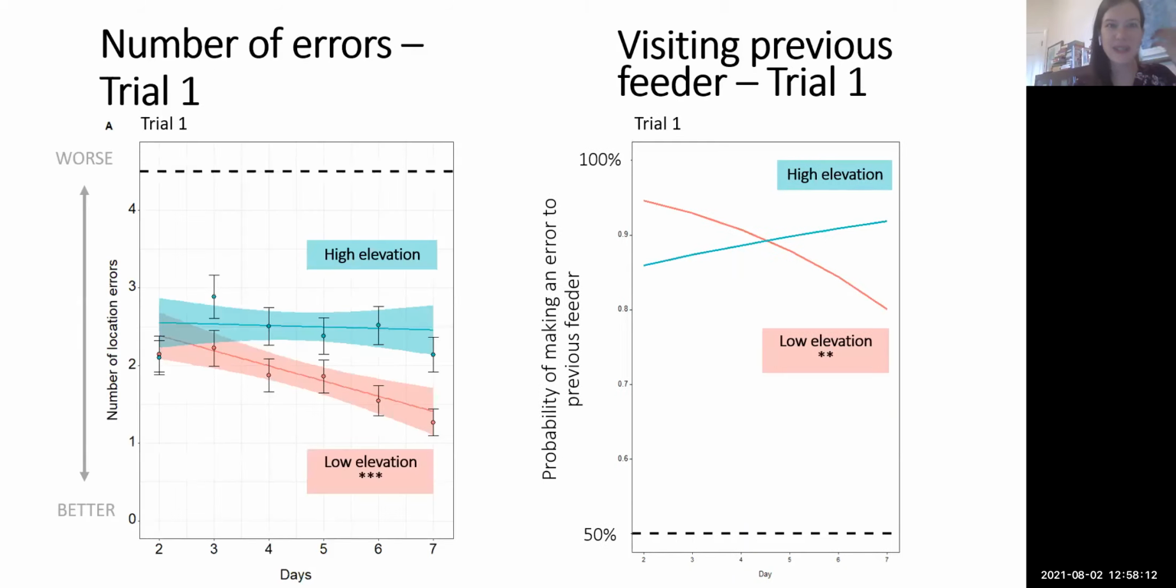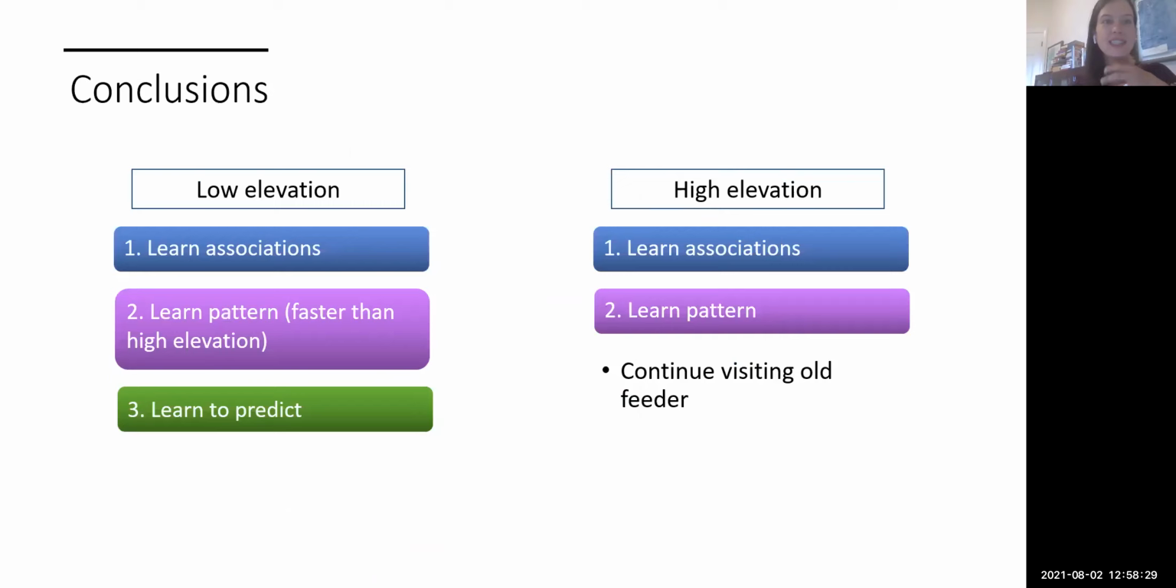To just reiterate these results, on the left we have the number of errors, on the right we have the probability of visiting the previous feeder, and we can see that at low elevation it is decreasing for both. This suggests that birds are both making fewer errors as they try to find the correct feeder in the first trial, and they are less likely to visit the previous one. This suggests that birds are learning to predict at low elevation.